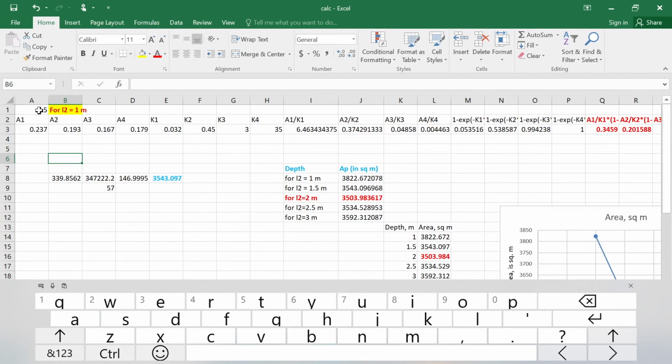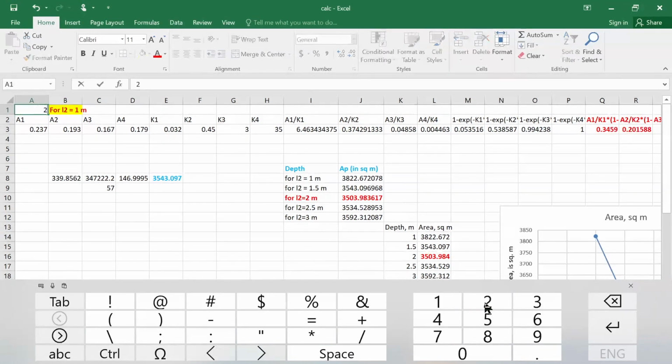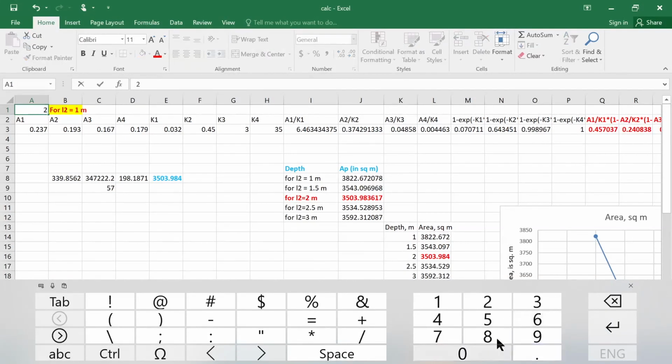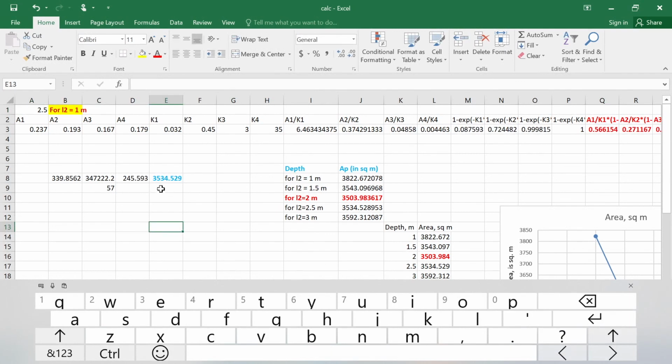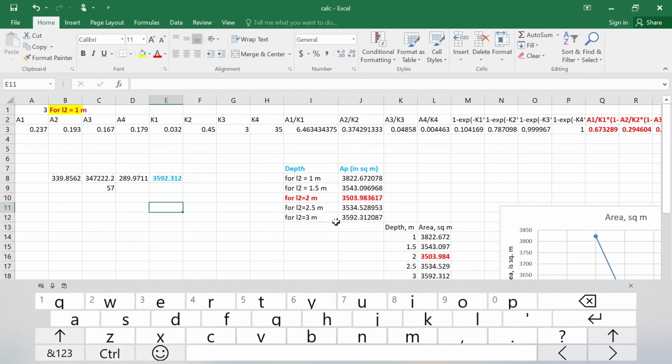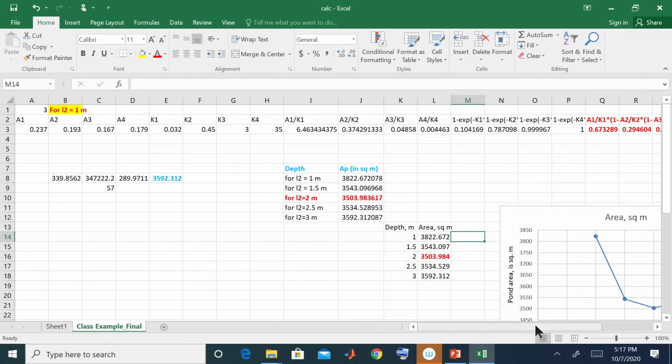Okay. Then we will change the value to 2. And see what happens. We get a value of 3503.984, which is something like 3503.983617, okay, to be precise. And again we can change to 2.5. Let us see what happens. At 2.5, it comes to be something like 3534.529. Okay. And again we can change the value of L2 to 3. Let us take 3 here and see what happens. So, we got a value of 3592.31 or so.